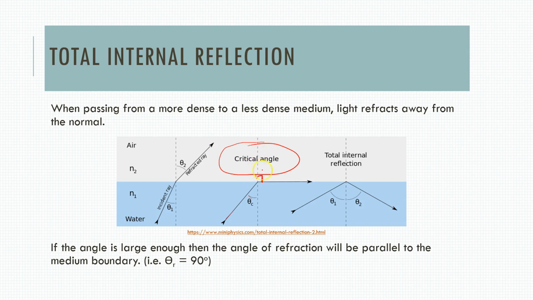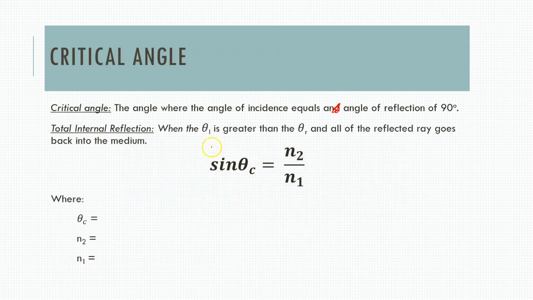It makes it perpendicular to the normal. Okay. Total internal reflection, what I just said, is where the incident angle is greater than the angle of refraction, and all of the reflected ray goes back into the medium, okay? We have a formula for this, and I don't know why I didn't label these for you on here, but that's okay, we'll just do them together.